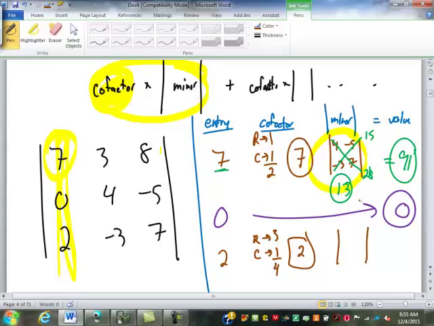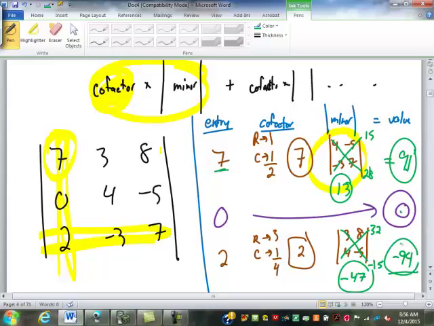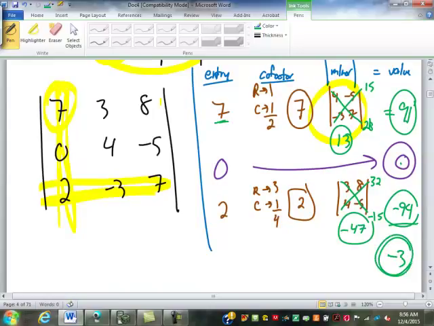Can you tell me what its minor is? Obviously, the column 7, 0, 2 is gone. What row goes away? The bottom one. So what's left? 3, 8, 4, -5. So then we get 3 times -5, which is -15. 4 times 8 is 32. So -15 minus 32 is -47. 2 times -47 is -94. Now we add up those values, and we get -3 as our determinant.